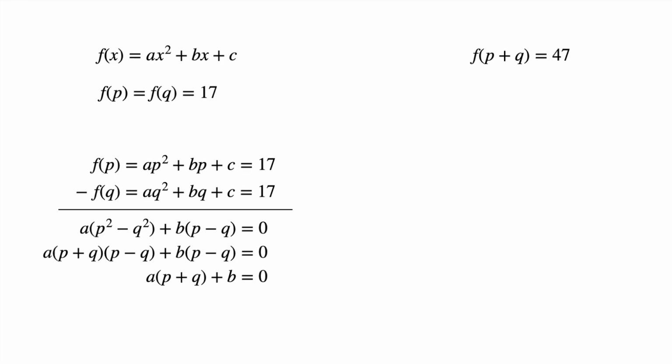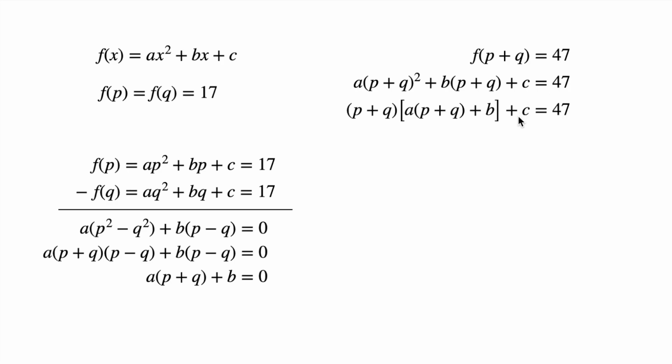Now let's bring in the other piece of information we were given. f of p plus q is 47. Plugging it into the given function, we get this. Then we can factor out p plus q because both of these contain it once. And here's where the magic happens. Do you notice something familiar? This factoring of p plus q is deliberate, and if you were watching carefully, you might have noticed that this is exactly equal to the expression we have here. And since we know that this is equal to 0, we can go ahead and plug that in here, which makes this entire part 0. So we're just left with c equal to 47.